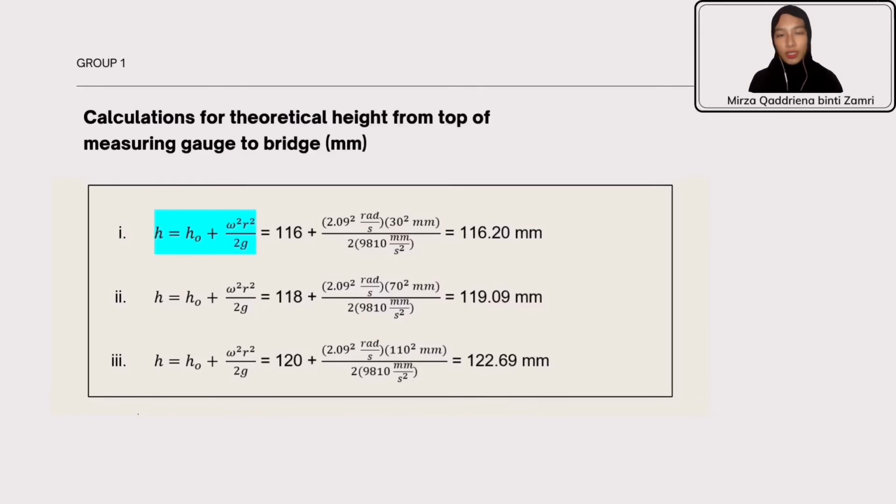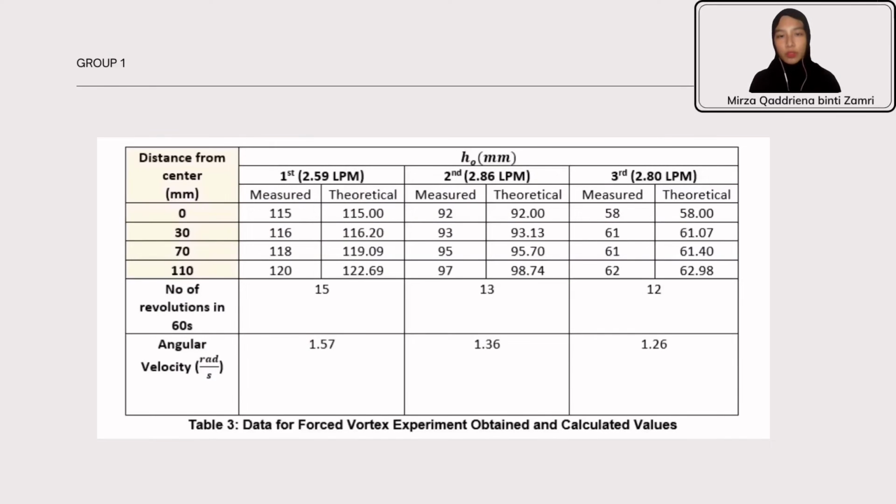In order to calculate the theoretical height, it used this formula: height equals H0 plus angular velocity squared multiplied by the radius squared over 2 gravity. As in table 3, it can be seen that the measured and theoretical height from the top of the measuring gauge to the bridge for 3 trials were slightly different. This may be due to human errors when conducting the experiment.